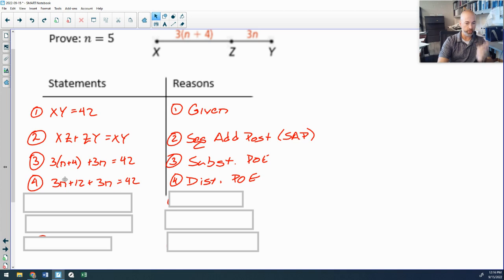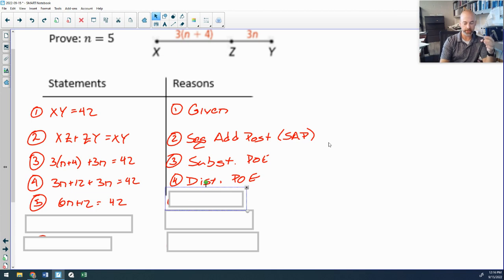Then think algebra. What am I going to do next? What's my next step? Well, on the left side of the equation, I see a 3n and a 3n. Well, I'm going to combine those. 6n plus 12. I left the right side alone, and on that left side, I combined like terms. And in my class, we talked about abbreviating some things. So combined like terms, we will just call it CLT.